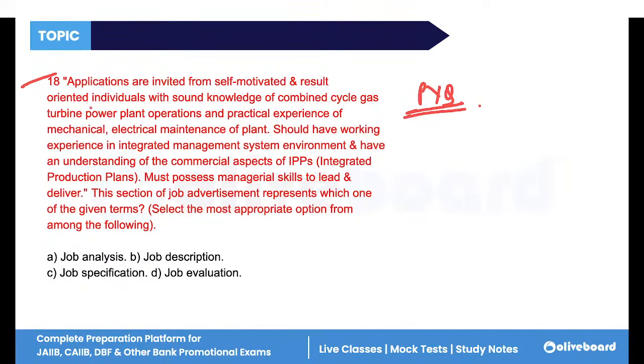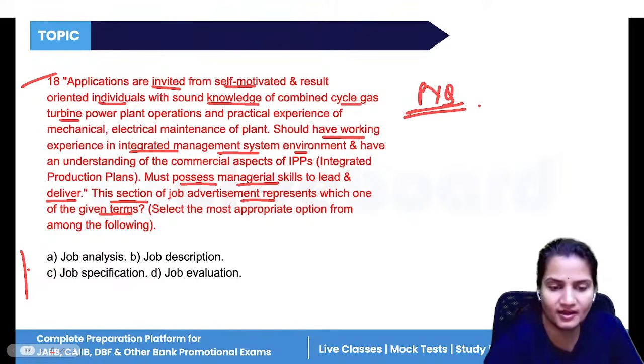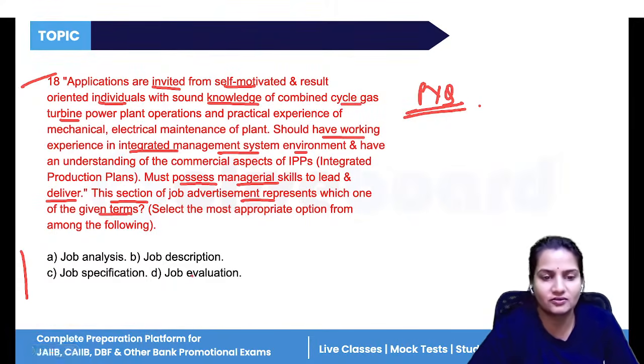What the question is saying is that applications are invited from self-motivated and result-oriented individuals. They have sound knowledge of combined cycle gas turbine power plant, and good working experience in an integrated management system environment. The candidate possesses a good level of managerial skills to deliver the activity. So this job advertisement represents which of the given terms? Analysis, description, specification, or evaluation.